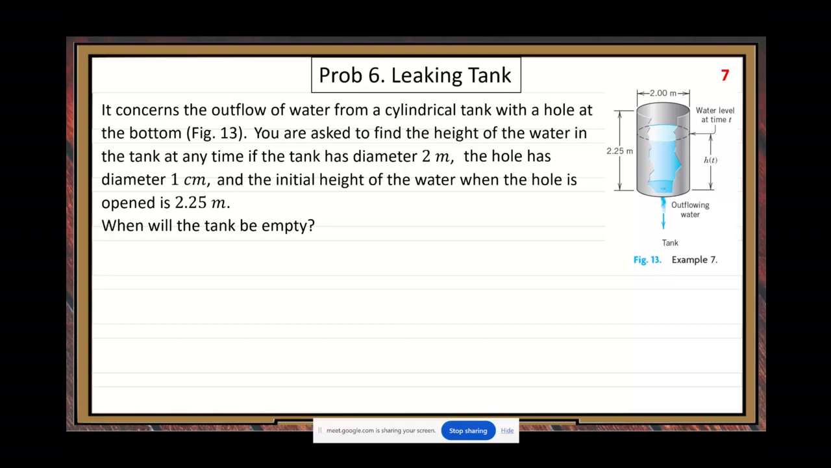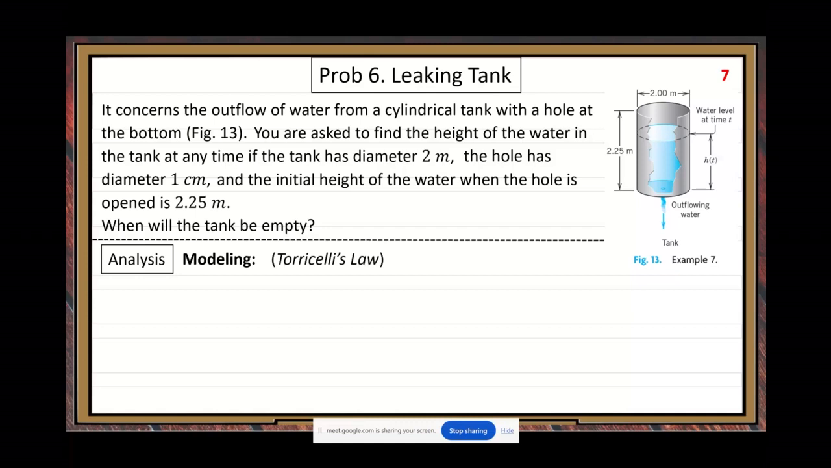After how many hours? So after you open that hole at the bottom, you clock it, then after how many hours is the whole tank empty. So here we need to solve this problem. We need to do modeling. When we do modeling, some law should be used, usually some physical law. So first, we need to understand the problem. All right. Modeling.